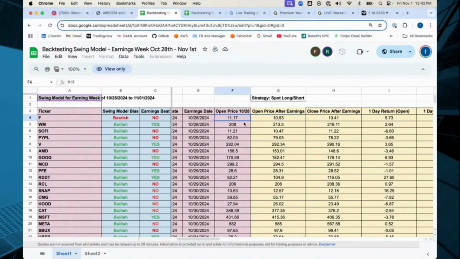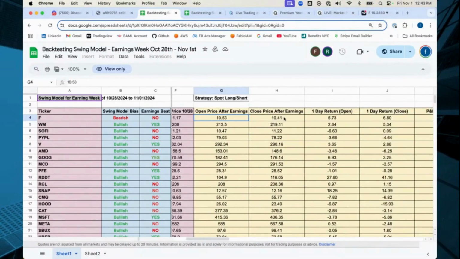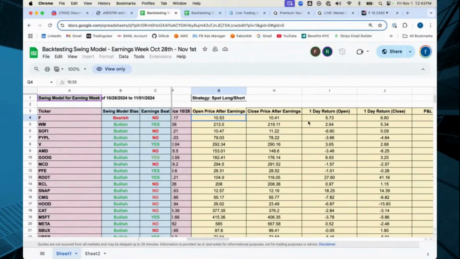And then we looked at the strategy using different scenarios. The first scenario is closing the position at the open price of the stock after the earnings event. So in the case of Ford, this would have been on 10/29. In the case of Google, this would have been on 10/30. So we took the opening price, and the second strategy would be to close at the close price after the earnings. So in the case of Ford, instead of trading at 9:30 on the next day, we close at 4 p.m. Then we look at the return.